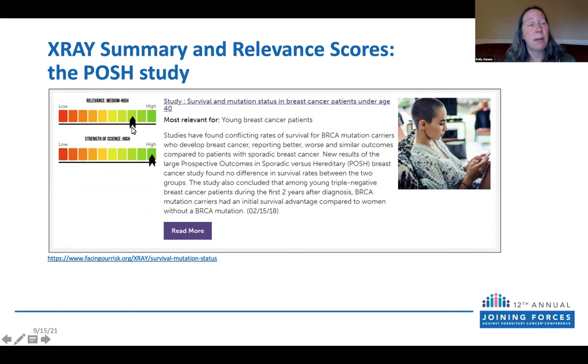This is quite relevant. It was in humans. It's not relevant for all breast cancer patients because they focused just on people under the age of 40 for this particular study, but the science was very well done, and you can see that is rated high. So we give people an indication of how useful this is to them.